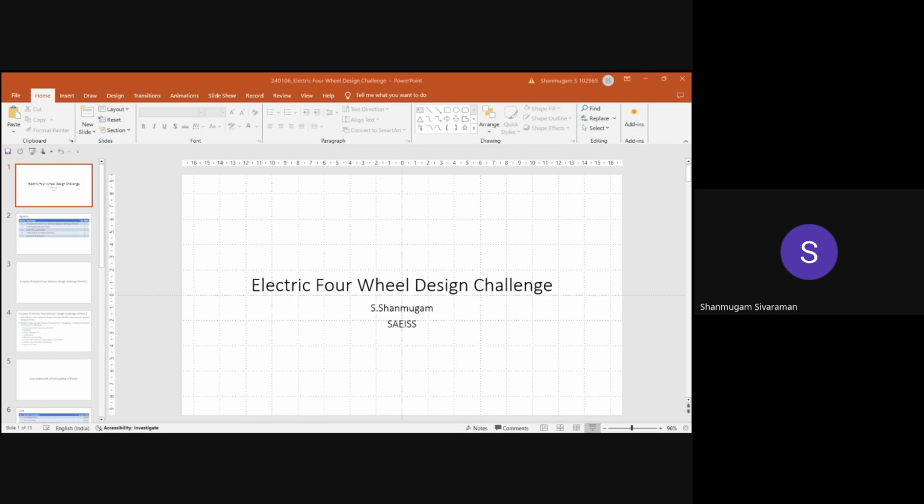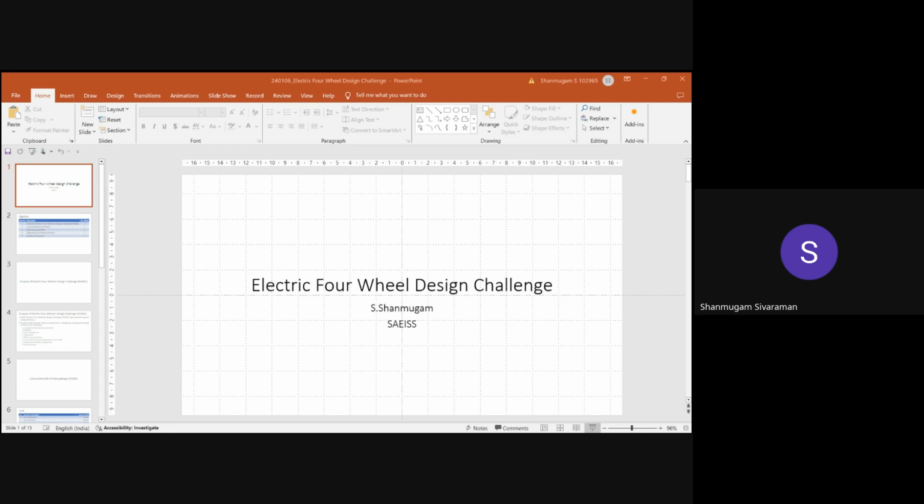The purpose is basically that this challenge takes students beyond textbook theory. That is the first and most important. There is a theory part and there is a skill part, so this focuses on both the theory as well as the skill part. Now, the second item in the purpose: students get hands-on experience in designing, building, and testing an electric four-wheeler.